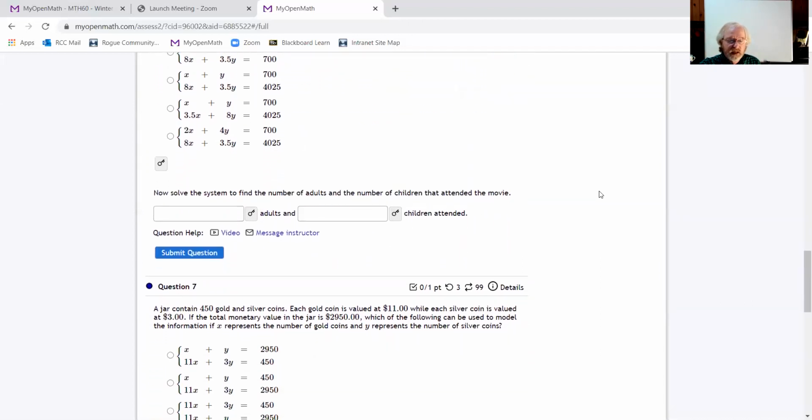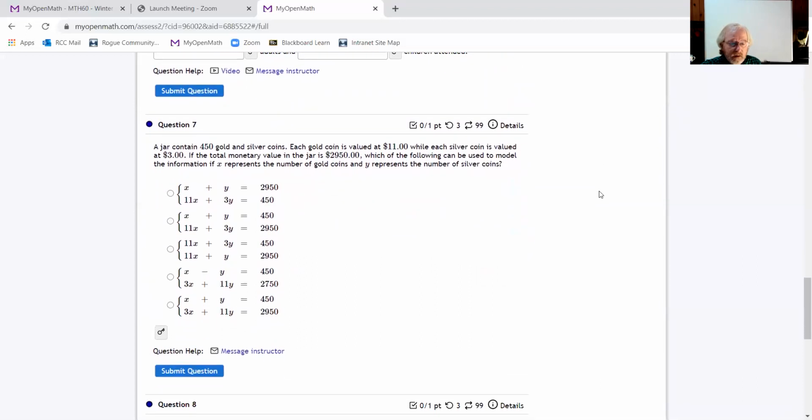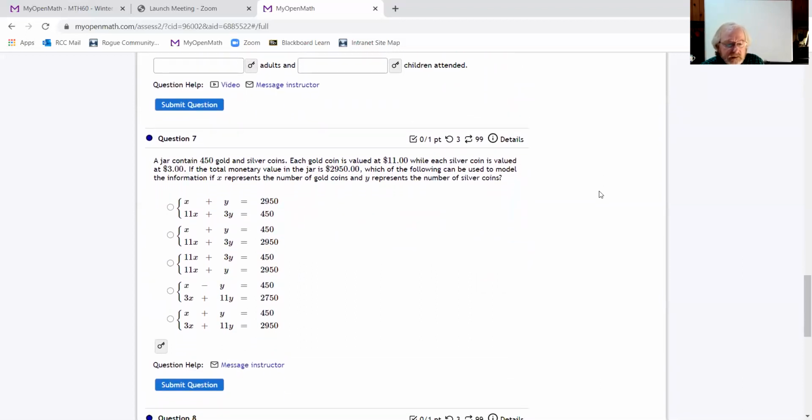The next one is the same kind of problem, I believe. Only this time they're talking about gold and silver coins, X's and Y's, and the value of a gold coin and the value of a silver coin, like the cost of adult versus children's tickets. This one didn't even ask you to solve it, right? Just do the multiple choice and figure out which pair of equations fits the situation they gave you. It's going to be the same kind of analysis that we just talked through on the previous one.